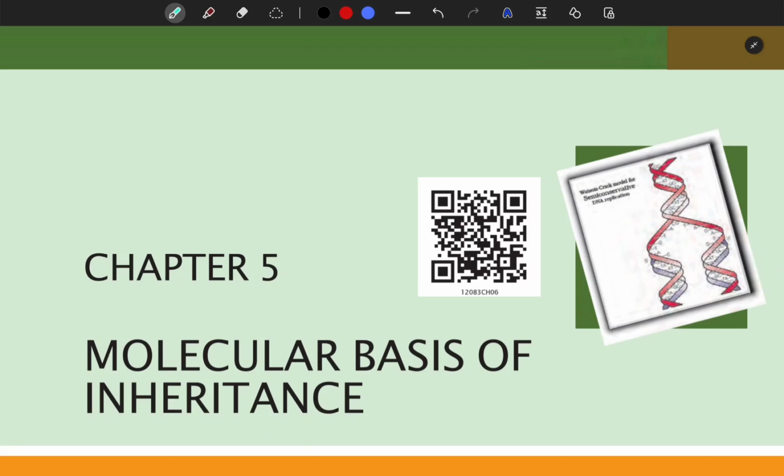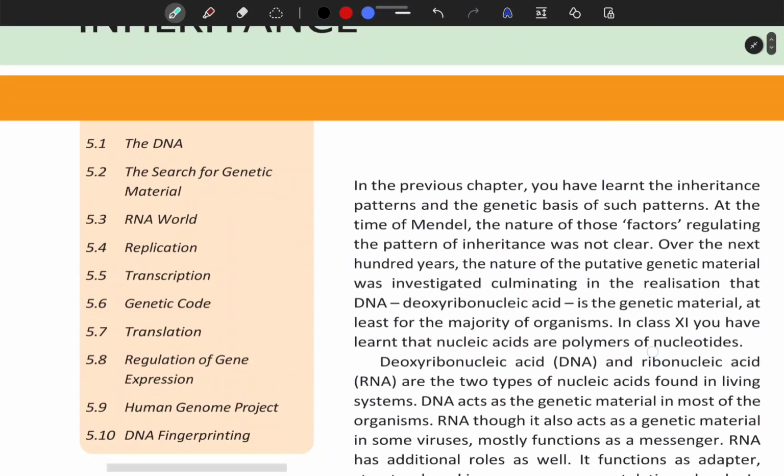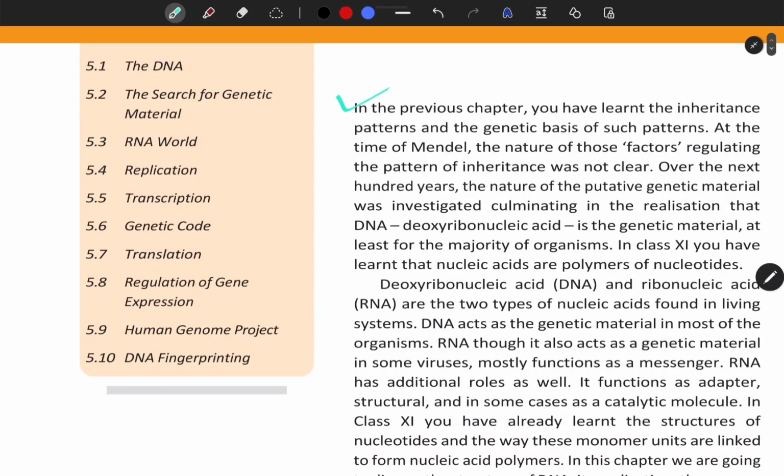Chapter 5: Molecular Basis of Inheritance. In the previous chapter, you have learned the inheritance patterns and the genetic basis of such patterns. At the time of Mendel, the nature of those factors regulating the pattern of inheritance was not clear. Over the next 100 years, the nature of the putative genetic material was investigated, culminating in the realization that DNA, deoxyribonucleic acid, is the genetic material, at least for the majority of organisms.